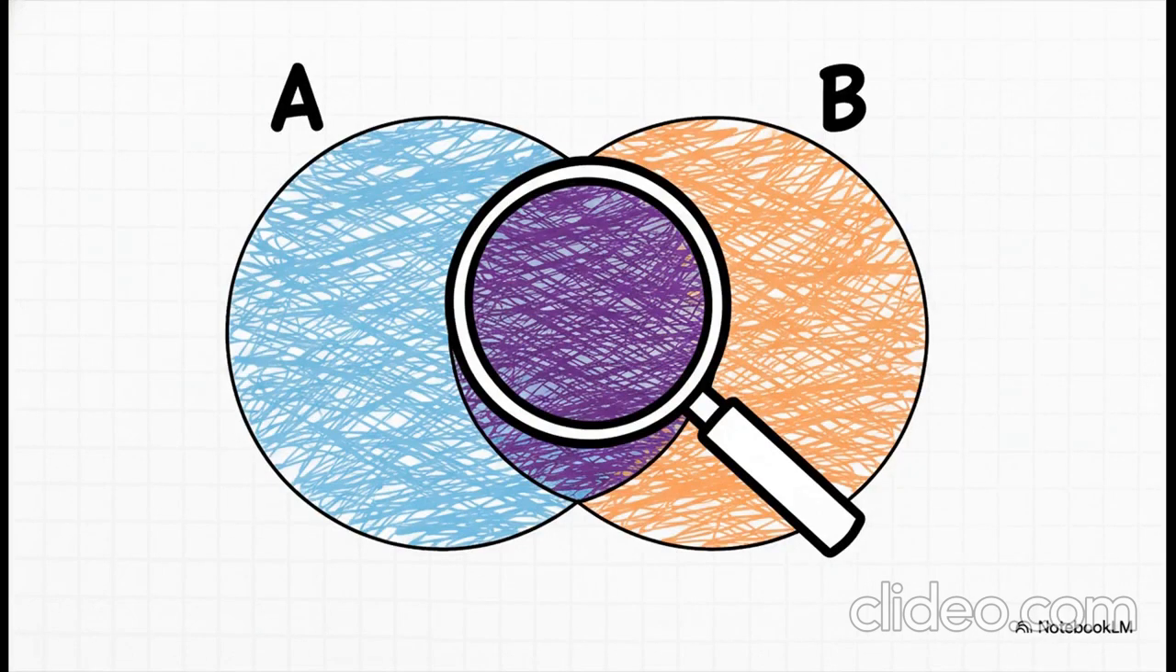So here's the issue. If we just blindly add the probability of getting a king to the probability of getting a heart, well, we've counted the king of hearts once as a king, and then we've counted it again as a heart. We've double counted that little overlapping section, the intersection of the two sets.